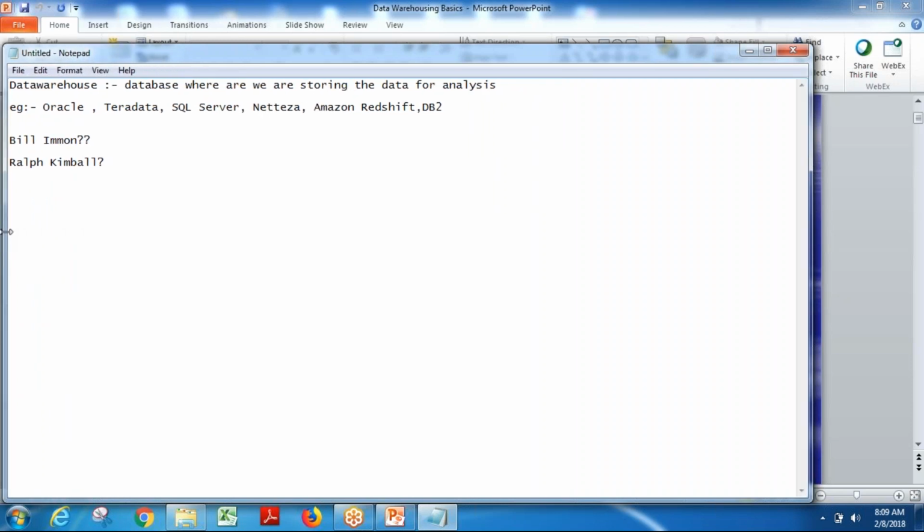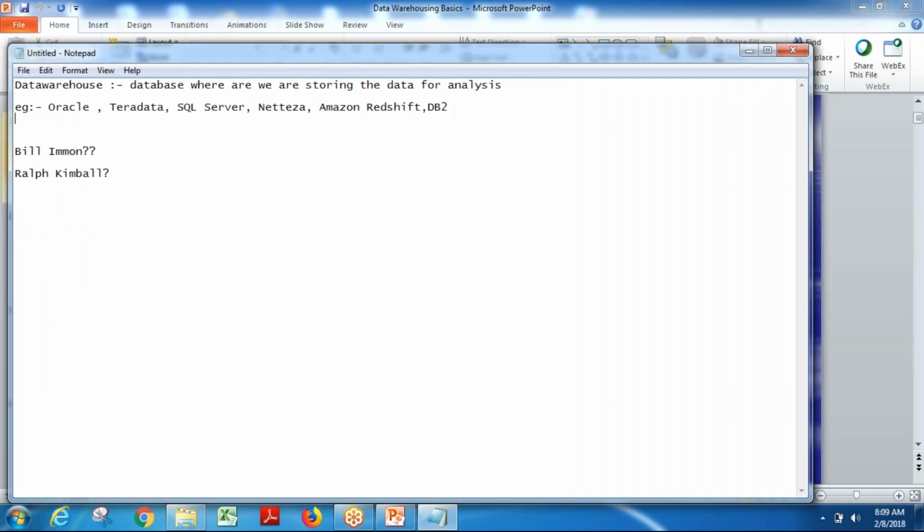Then what is the technology involved in data warehousing projects? That is nothing but your ETL. ETL tools, whatever we talk about, are a technology involved. And the database is a technology, whatever database we are choosing. BI tools, business intelligence tools, are also your technology. So these are basically the technologies involved.